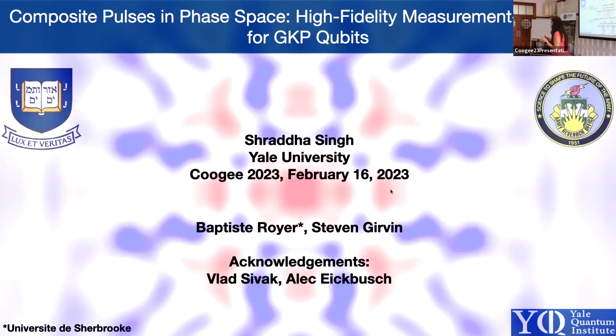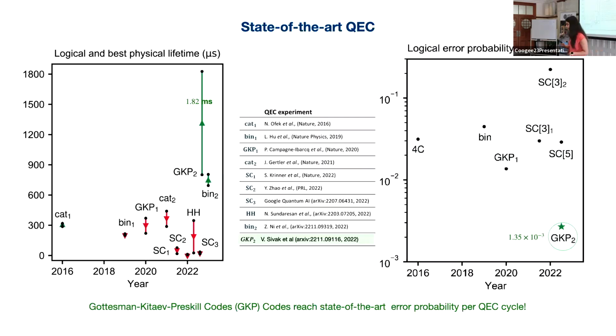So I'm going to first start with a basic introduction to GKP qubits. All right. So lately, we achieved this beyond break-even result where the QEC gain with GKP qubits was a factor of 2.3, giving you a log of error probability per QEC cycle at 10 to the minus 3. This is good because you're below surface code threshold. You could use these qubits in concatenation with surface codes, etc.